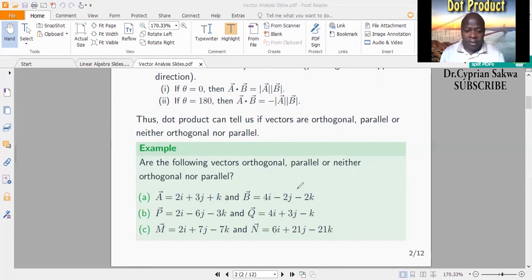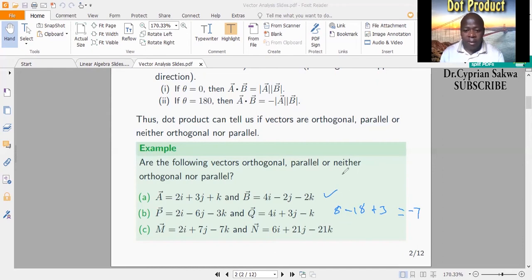Now, what about this? We've said that these two are orthogonal. What about this one? Let's find the dot product. This will be 8 minus 18 plus 3. What is this? This is negative 10, plus 3, which is negative 7. So they are not orthogonal. These two are not orthogonal. So we need to find if they are parallel to each other.